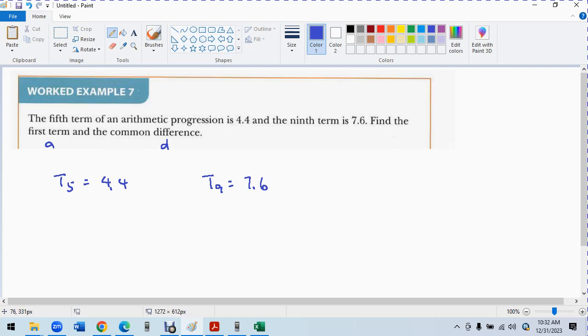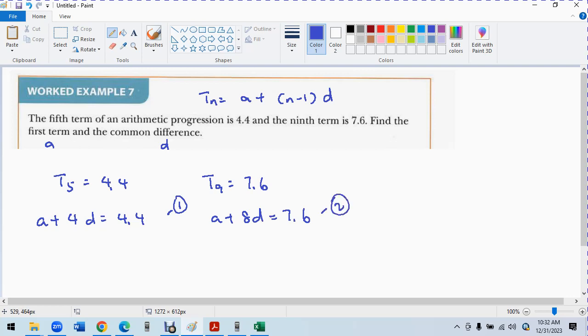We know that Tn is A plus n minus 1 times D. 5 minus 1 is 4, so A plus 4D equals 4.4, and A plus 8D equals 7.6. This is equation number 1, and this is equation number 2.